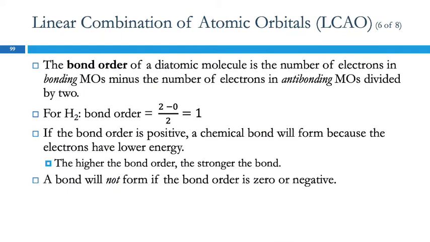If the bond order is positive, a chemical bond will form, because in the process of doing that, energy is lowered, and that's going to be something that will happen. A higher bond order means the bond is stronger. If the bond order is 0 or negative, a bond will not form.